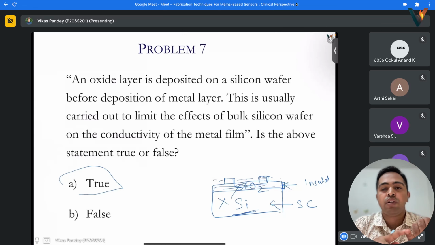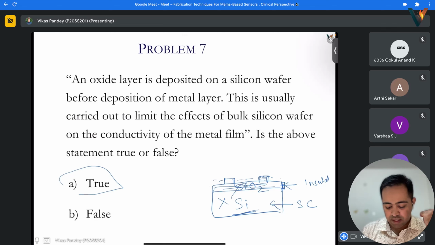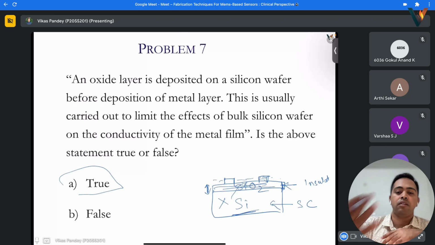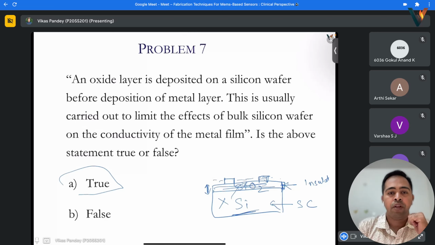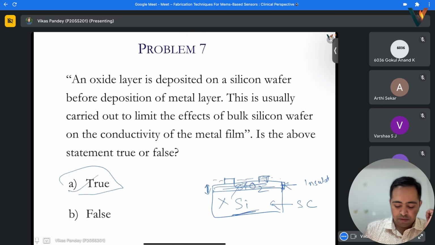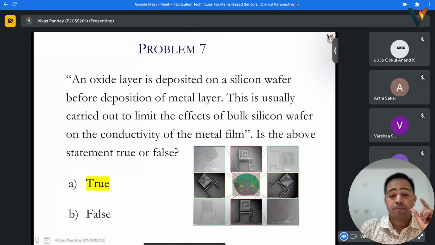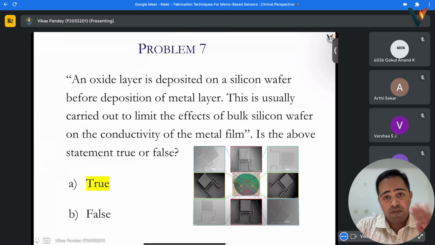But here, since we don't need the conductivity of silicon, we mostly want the conductivity happening through our analyte. So we put a SiO2 layer, which is an insulator, and that is not put, actually it is grown. We will check how this SiO2 layer is grown, how silicon is converted to SiO2. That will be seen in the oxidation part. So it is true that it is made to limit the effect of bulk silicon.